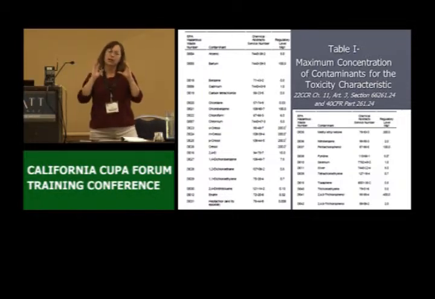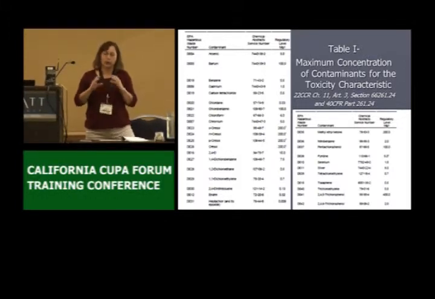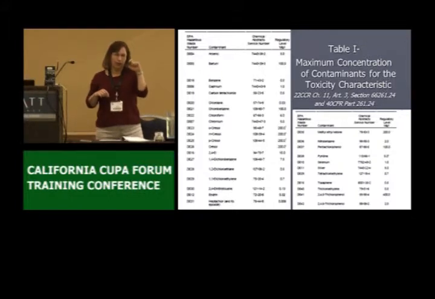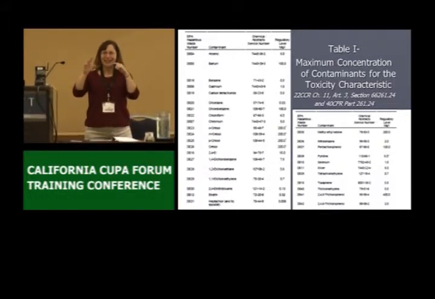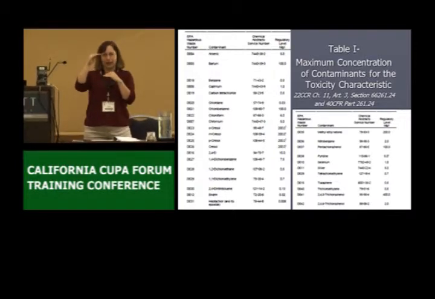California is different, but TCLP is a 1 to 20 ratio. That's where you were coming up with that 1 to 20, and it is correct. So for every gram of solid material, I'm using 20 mils of a buffer solution, diluting it 20 times. It's a specific buffer solution, an acetic acid solution, rotated end over end at that 1 to 20 ratio for 18 hours.